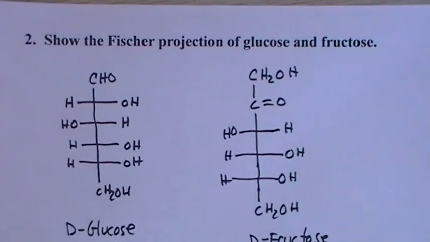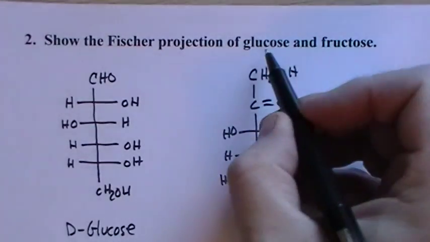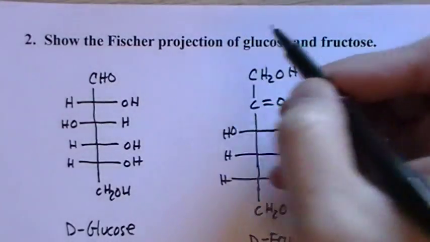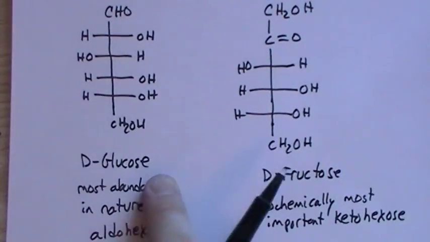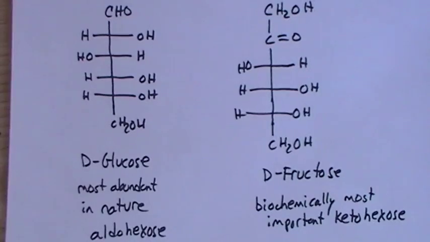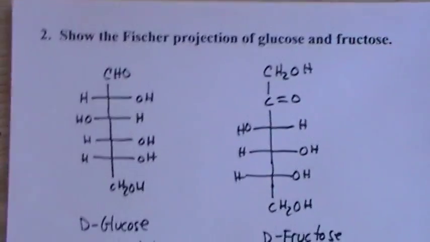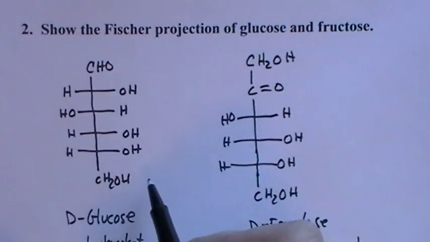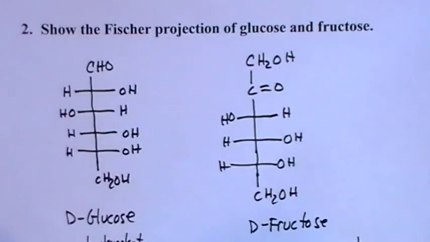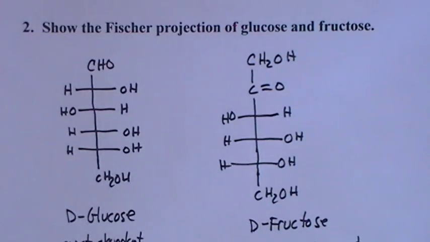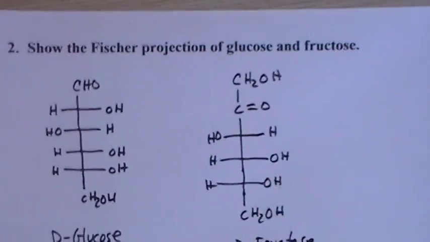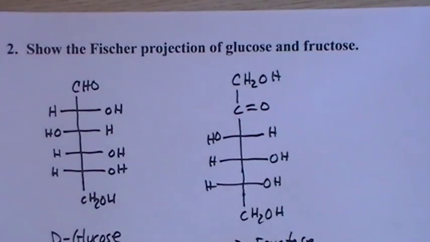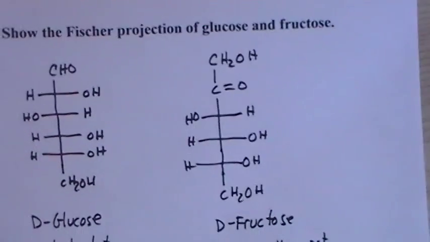Then I'd also like you to know the Fischer projections for glucose and fructose, because when you say these, it's generally considered you're talking about D-glucose and D-fructose. I want you to know the Fischer projection for D-glucose. It's the most abundant of the monosaccharides in nature. It's an aldohexose, so it comes up all the time. We're going to be seeing it many, many times, so you should know that structure.